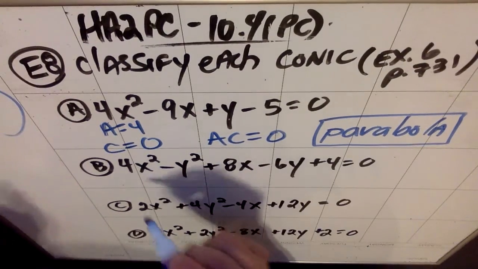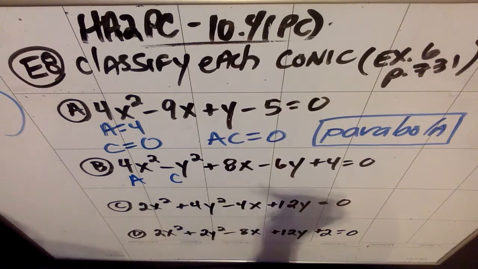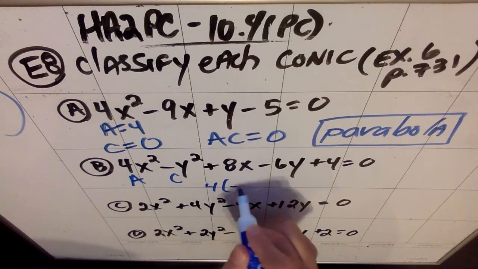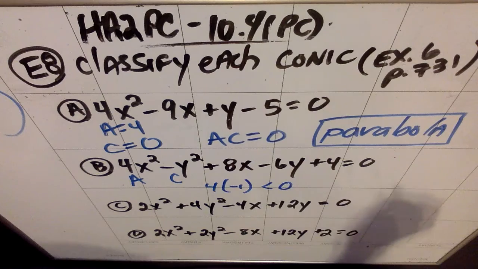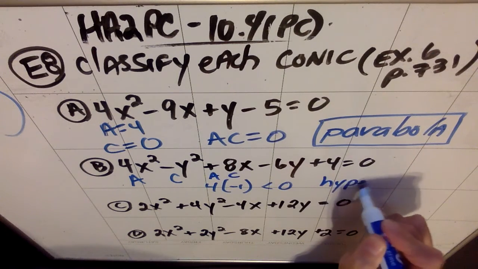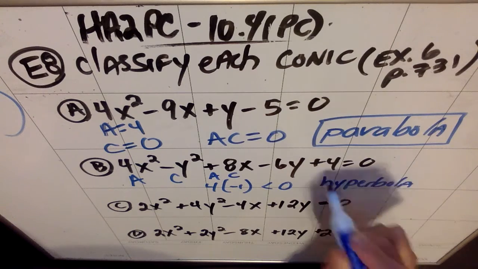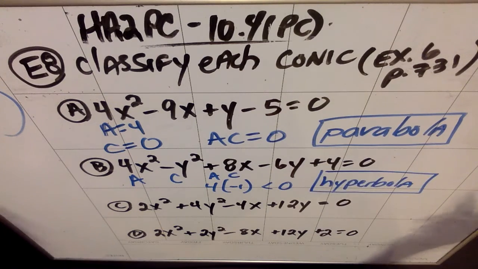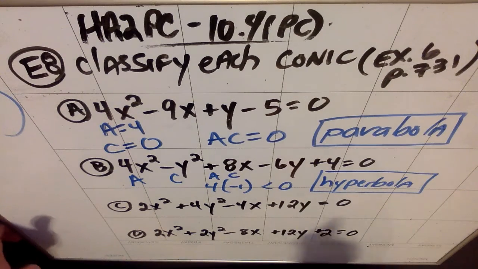In B, right, A is 4 and C is negative 1, right? So 4 times a negative 1 is less than 0, right? If AC is less than 0, then we're looking at a hyperbola, right? And the easy way to spot that we're looking at a hyperbola is that in a hyperbola equation, you know that one of the variables ends up having a minus in front. So the signs are opposite, right?